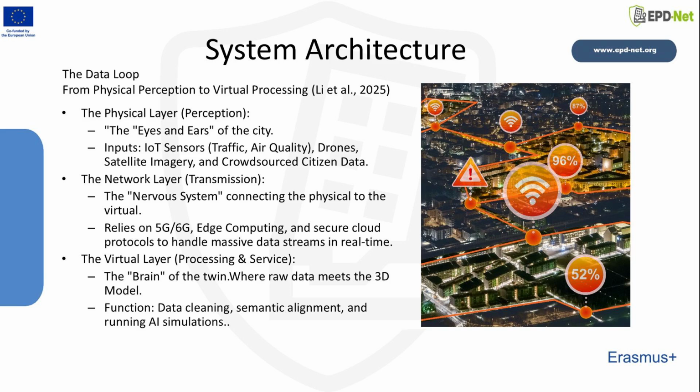First, at the bottom, we have the physical layer. Think of this as the senses of the city. It includes everything that collects data: traffic sensors under the asphalt, drones flying overhead, or even smartphones used by citizens. This is where data acquisition happens.